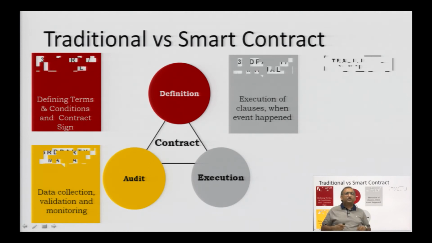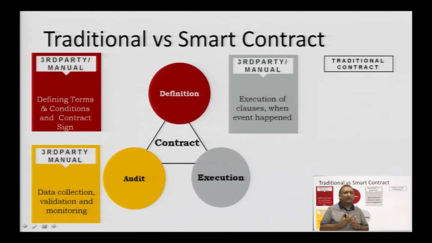Now, how does it happen with a traditional contract? It is always a third party or manual. Along with the third party or manually you define the terms and conditions and sign the contract. So, third party is involved and the two parties have to do it manually. Execution, again third party is involved, or manually you execute, see the terms and conditions and get your settlement. And the third is again audit, the third party again, manual part, where regulatory or you just keep on monitoring it and do the audit of what is going on in the contract. Now, how does it actually happen in the smart contract?